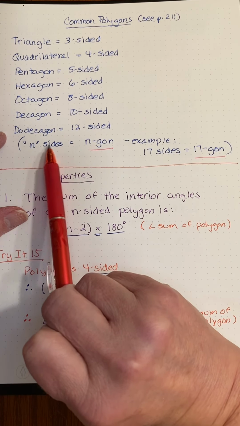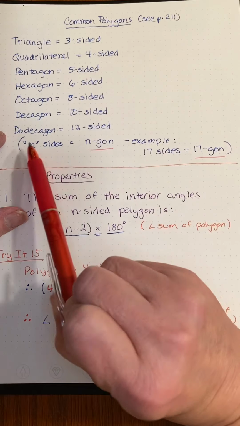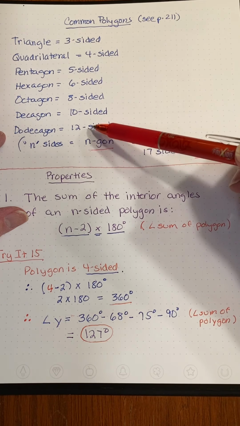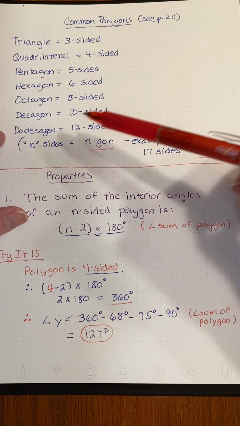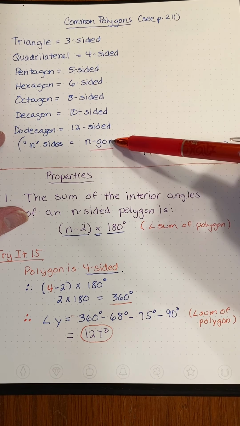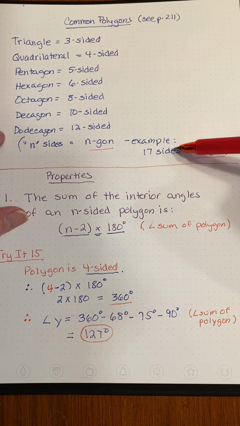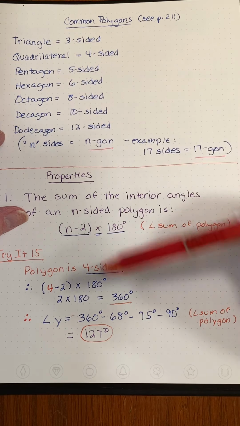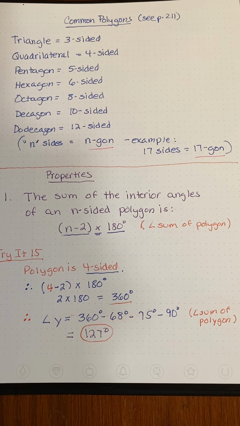Sometimes you don't know how many sides. These are common. There are also polygons that have other numbered sides. So n sides, we would call an n-gon. For example, if there are 17 sides, we would call it a 17-gon because they don't have one of these fancy little names.